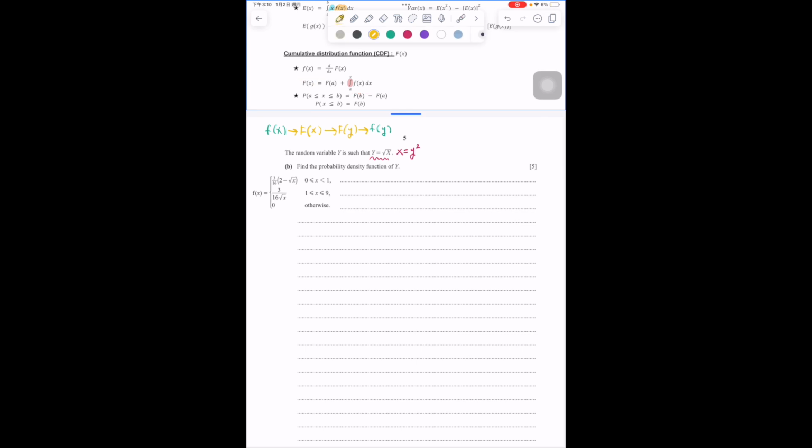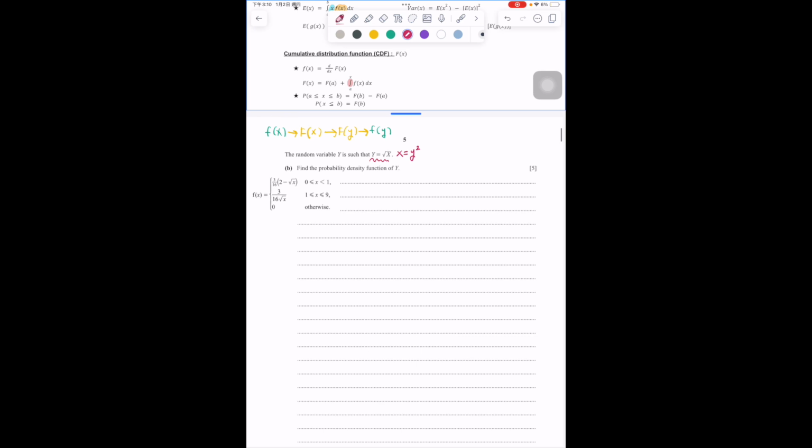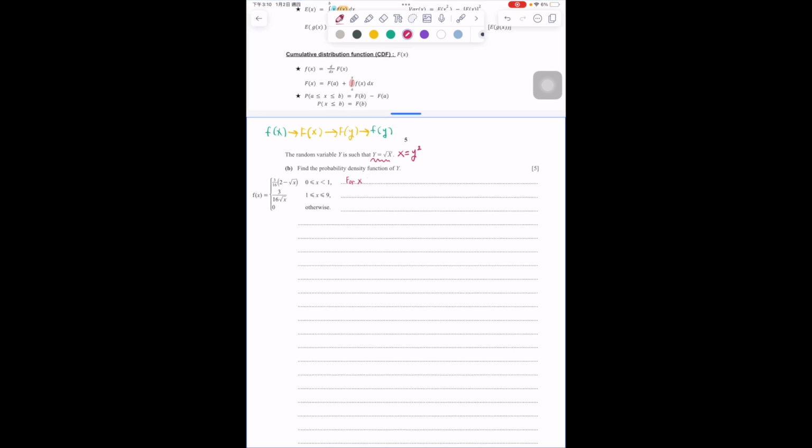So let's try. For x that falls into negative infinity to 0, which is something before here, we have our CDF equals 0, because we need to integrate the otherwise part, which is 0, dx, which leads to the result of 0. So we can simply write it as 0.